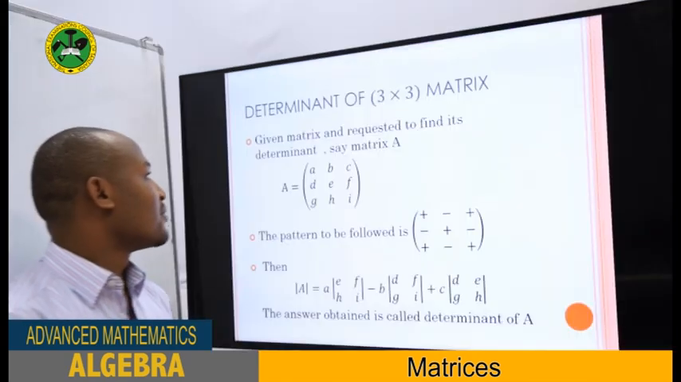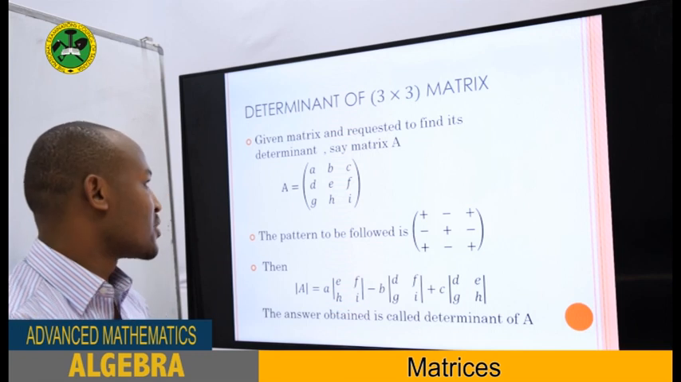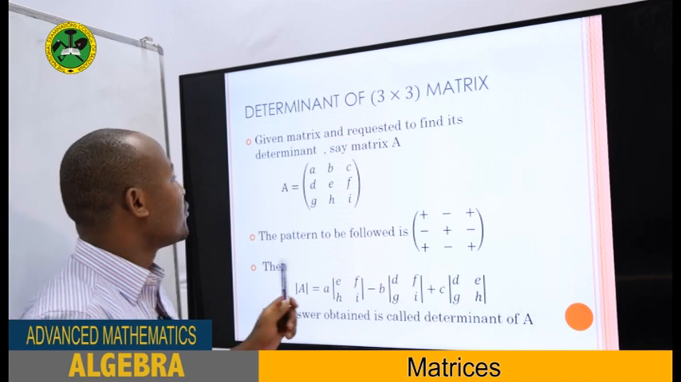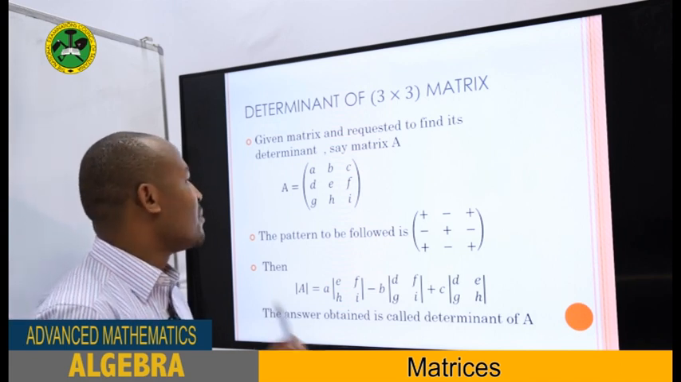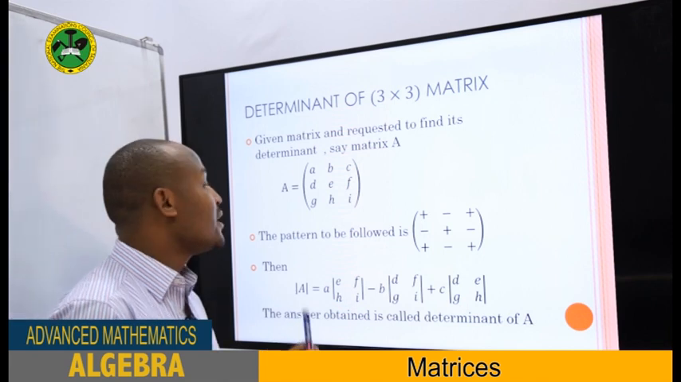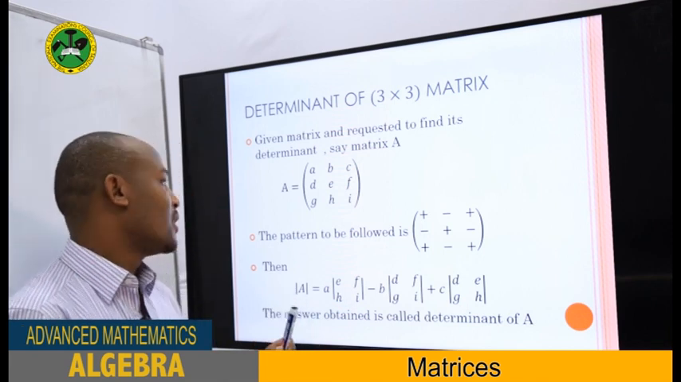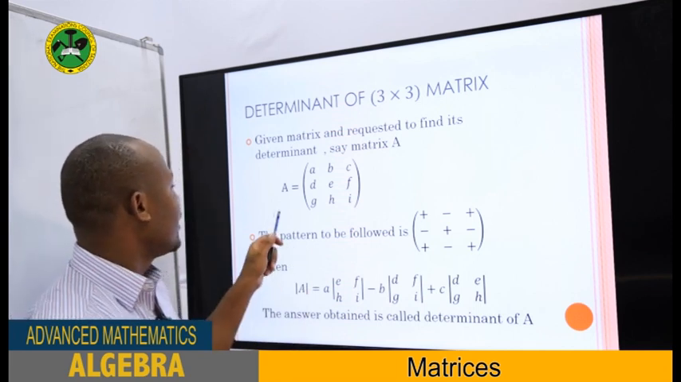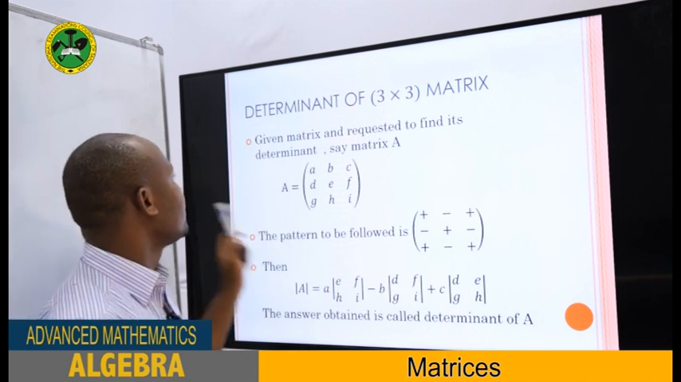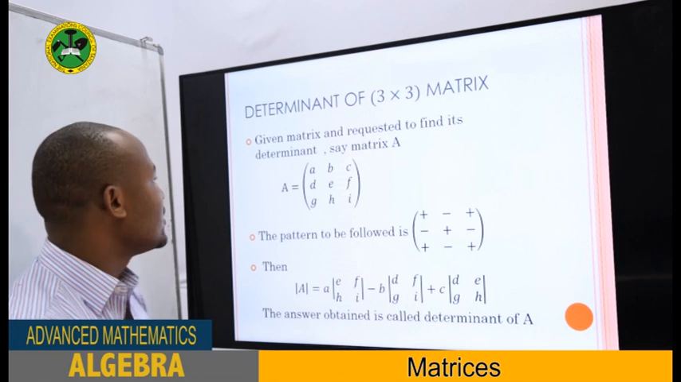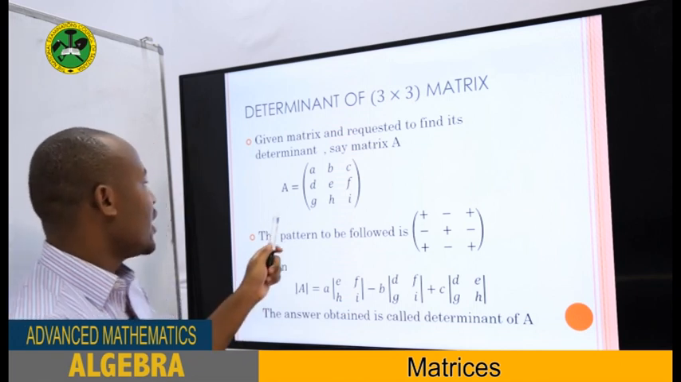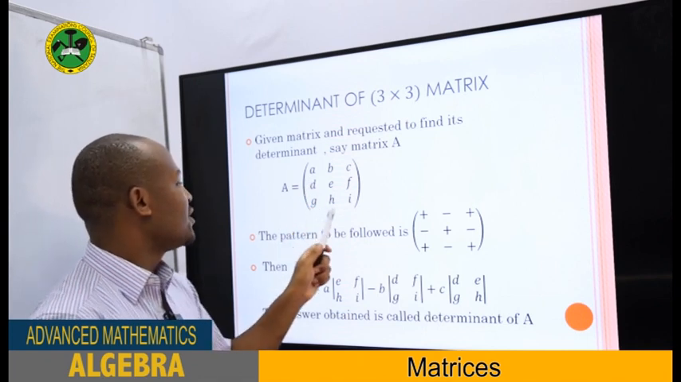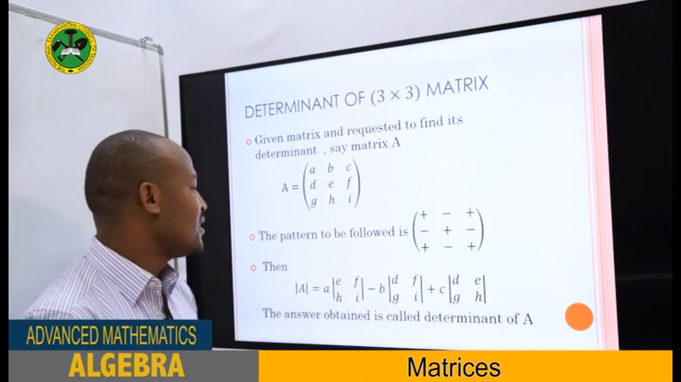Okay, after reminding ourselves of the 2 by 2 matrix, the determinant and its inverse, let's use that knowledge to find the determinant of a 3 by 3 matrix. Why have we reminded ourselves of a 2 by 2 matrix? Because we shall use that knowledge to find the determinant of a 3 by 3 matrix. So if we have a matrix A, and we are requested to find the determinant of that matrix, and the matrix is A with elements a, b, c, d, e, f, g, h, and i, then how can we find the determinant of that?